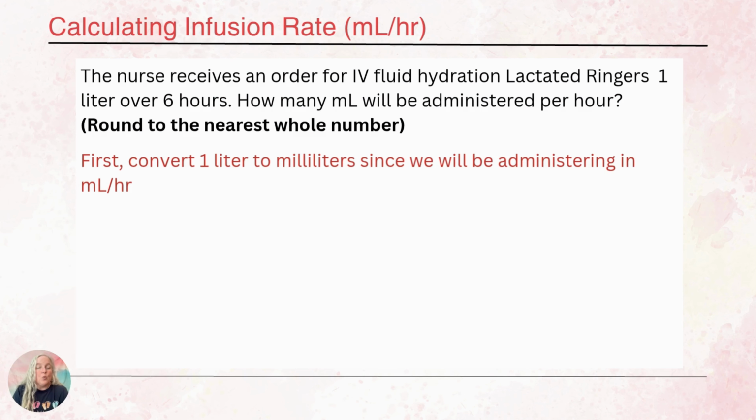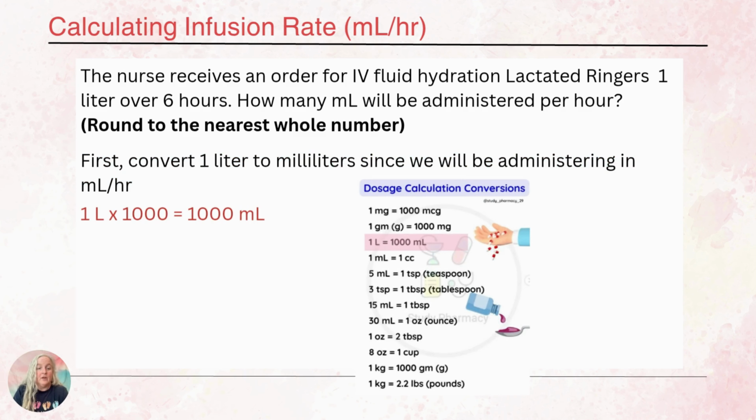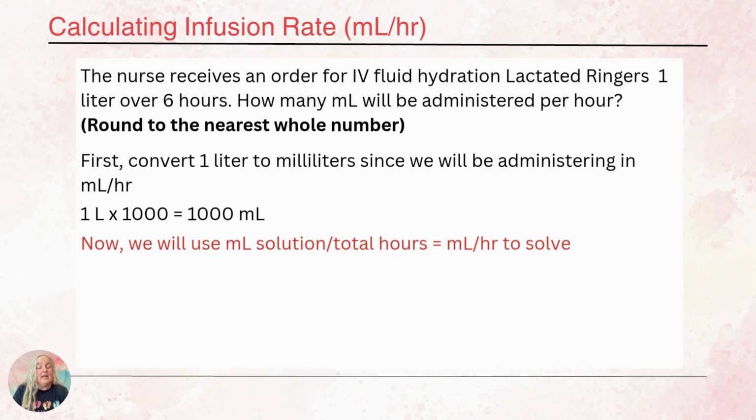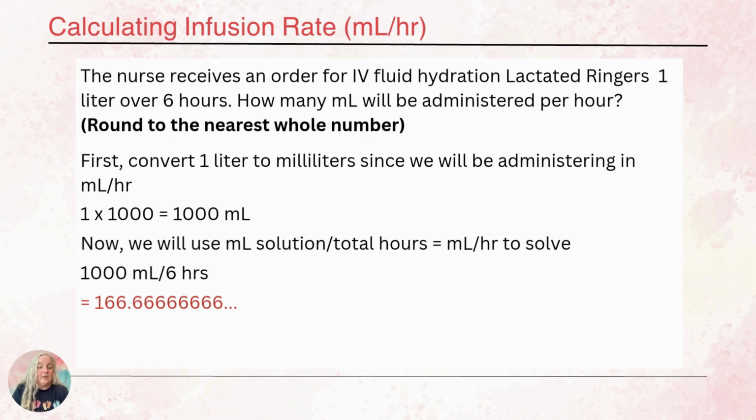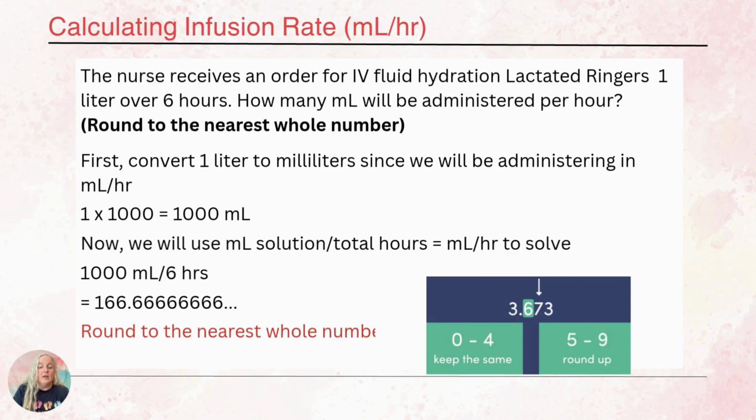First, we need to convert 1 liter to milliliters since we will be administering in milliliters per hour. So to convert 1 liter to milliliters, we're going to take 1 liter times 1,000 and find that we have 1,000 milliliters. Now we will use milliliters of solution divided by the total hours to determine our milliliters per hour. 1,000 milliliters divided by 6 hours equals 166.6666. So it asks us to round to the nearest whole number.